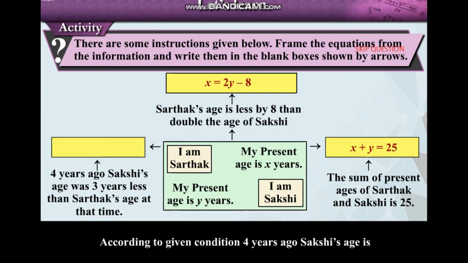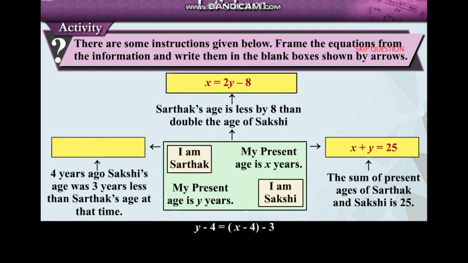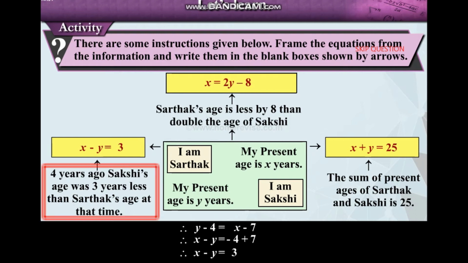According to given condition, 4 years ago, Sakshi's age y minus 4 is equal to x minus 4 minus 3. Therefore, y minus 4 is equal to x minus 7. Therefore, x minus y is equal to minus 4 plus 7. Therefore, x minus y is equal to 3. 4 years ago, Sakshi's age was 3 years less than Sarthak's age at that time.